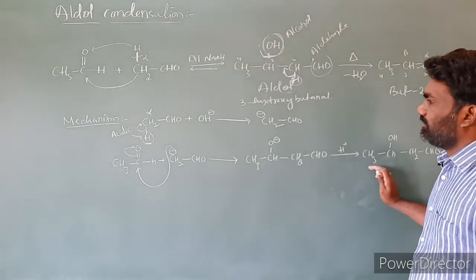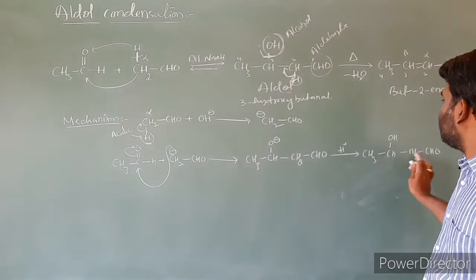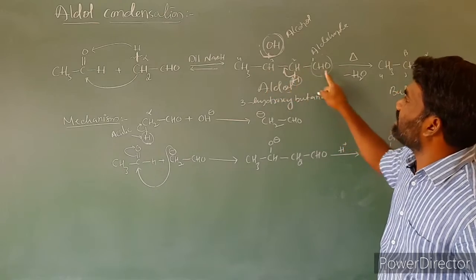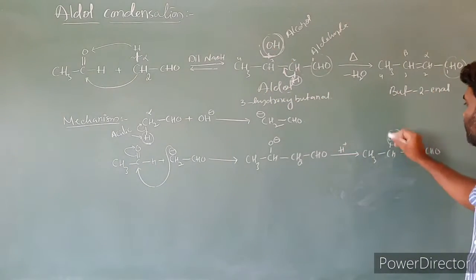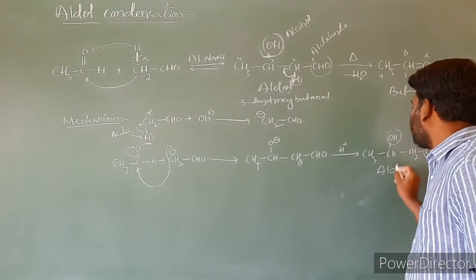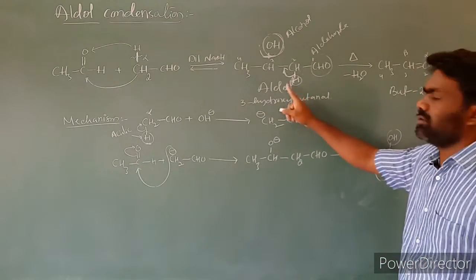Now look at this. The product we got here is this aldol: CH3-CH(OH)-CH2-CHO. The OH group is present, and the CHO group is present. What is the name of this compound? Aldol. So we got aldol as the first product.